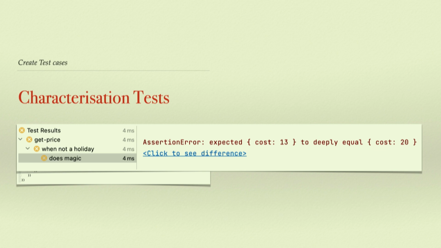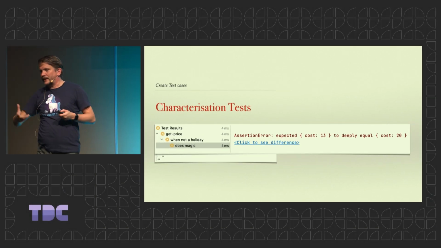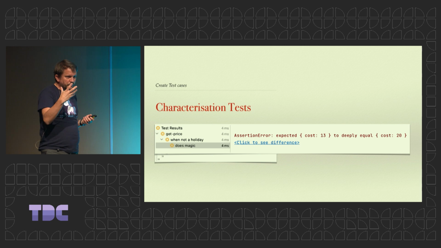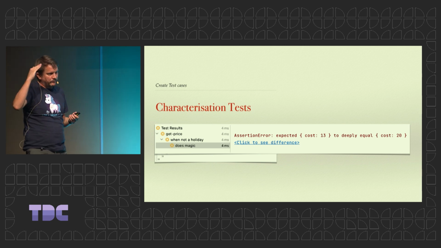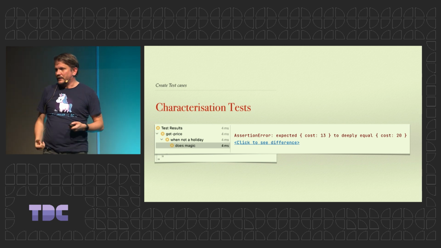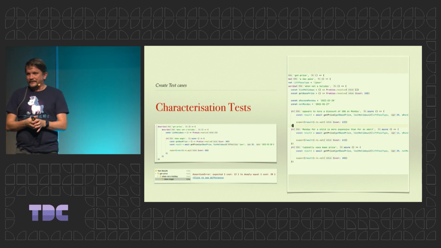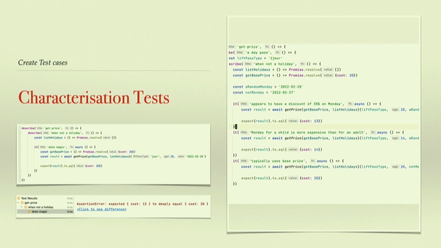No, it's not. This is characterization tests, so the idea here is I give inputs, and whatever the actual result is, cost 13, I use that as the expected result. This is a way for us to take any existing code base, run test cases to see what it actually does. So I make it a test case that says on Mondays there is a 35% discount.